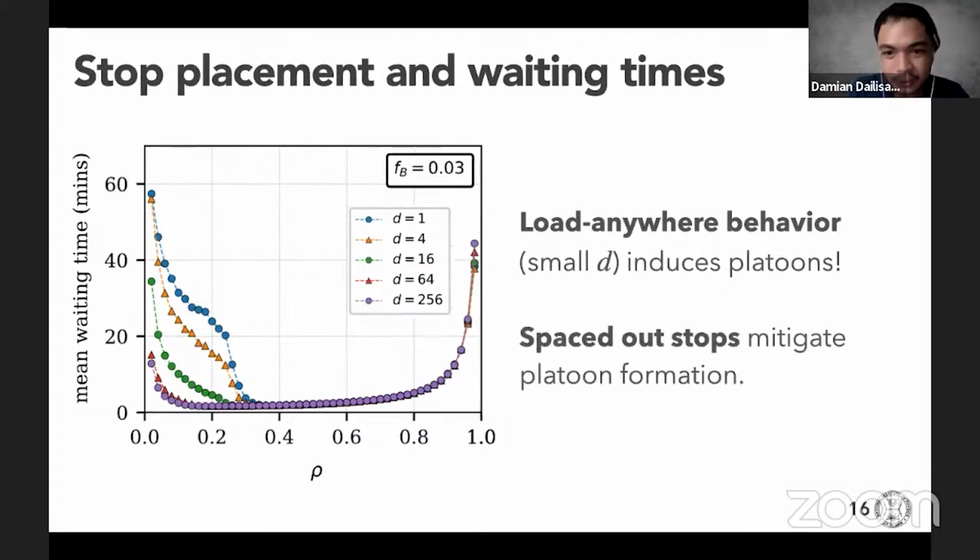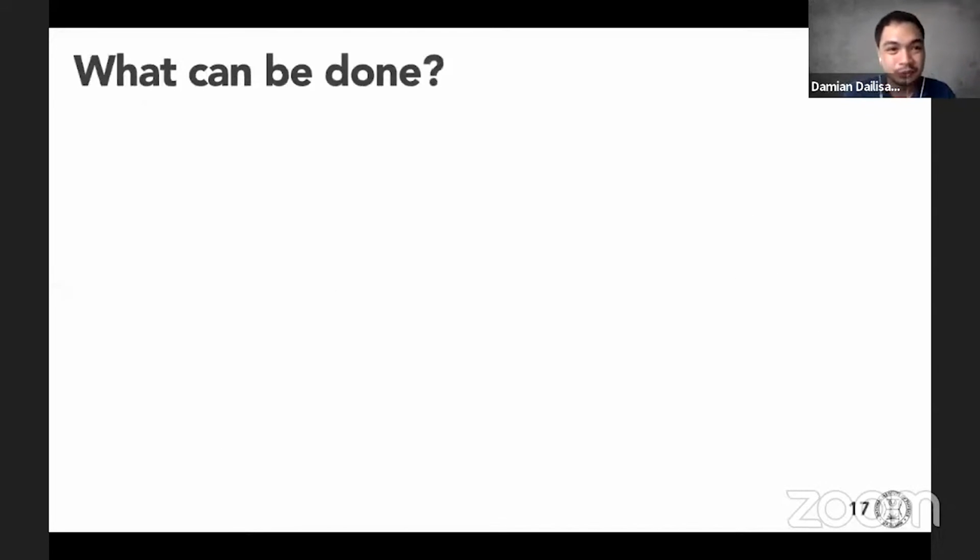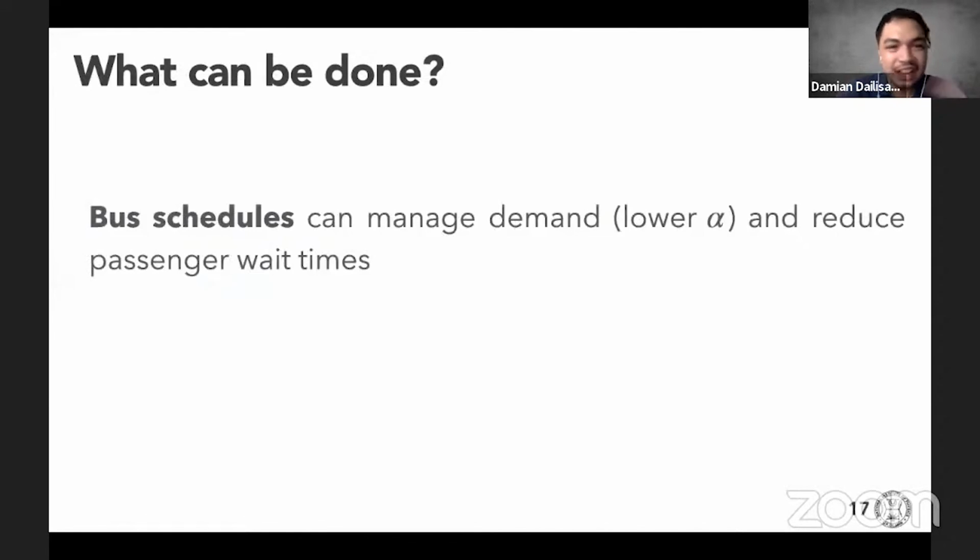So what we see is that if you actually space out the stops more, you can mitigate platoon formation and reduce waiting times for passengers in the system as a whole. So to wrap things up, what we saw in our model is that we had this critical density. We had these platoon transition densities that occur above the critical density. And to take advantage of that, what we could do is to implement bus schedules that can manage your demand, therefore lowering your alpha, and reduce passenger waiting times.